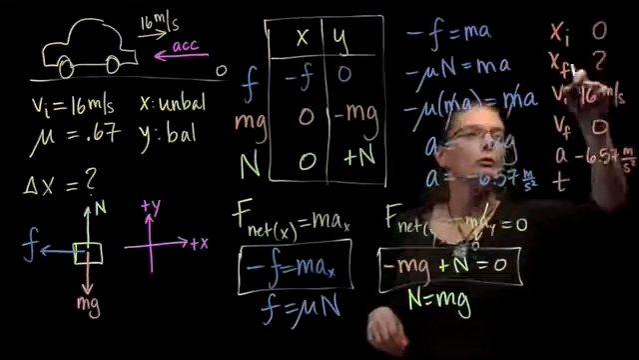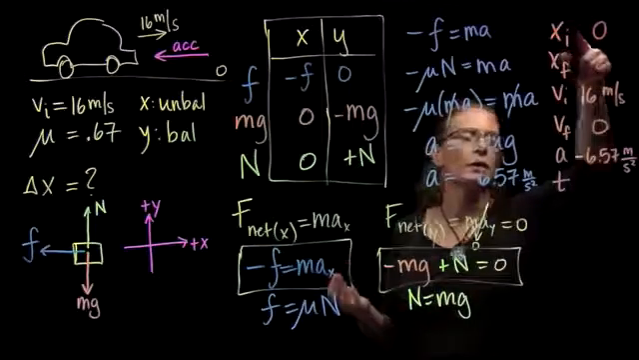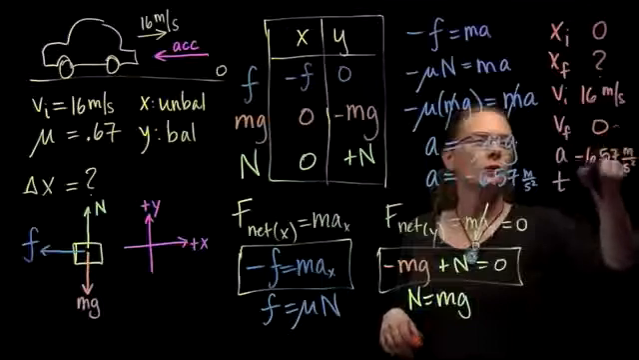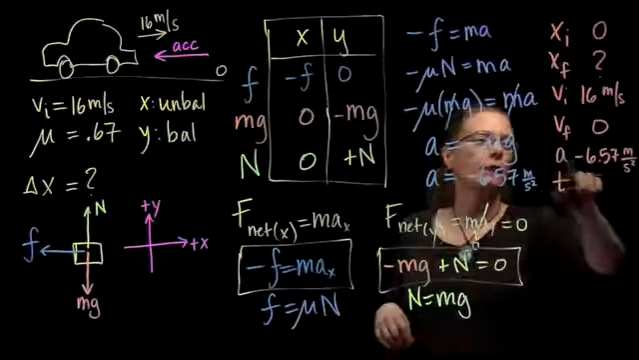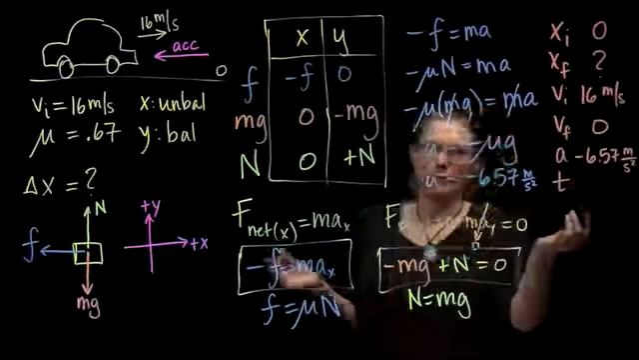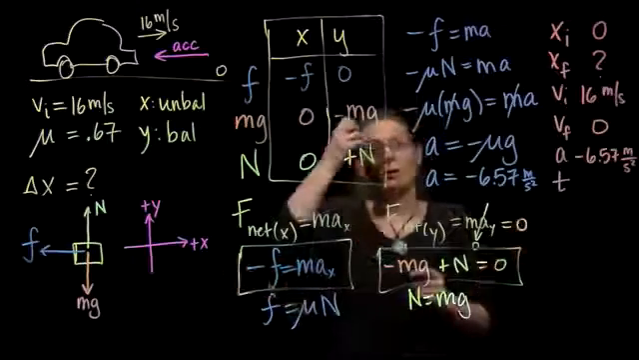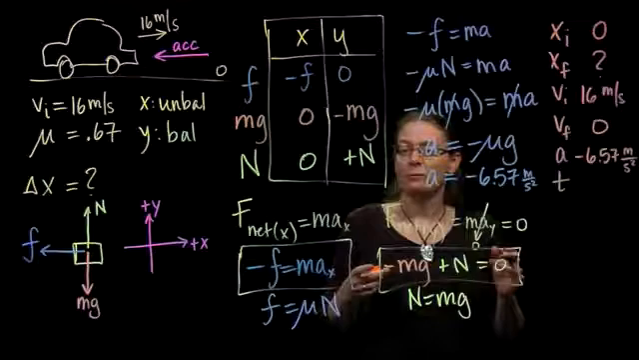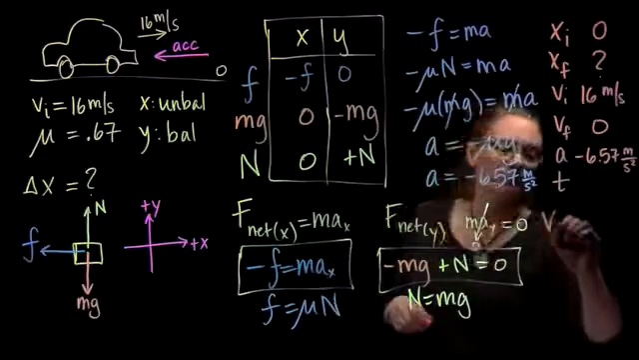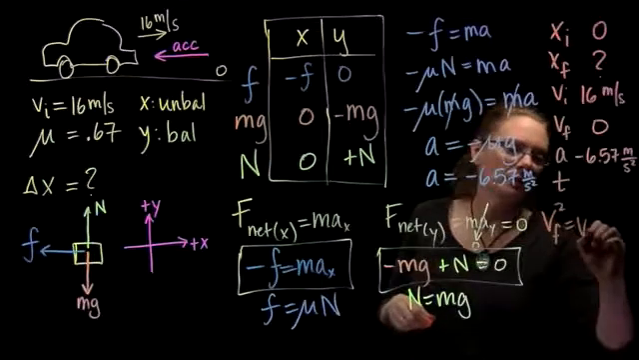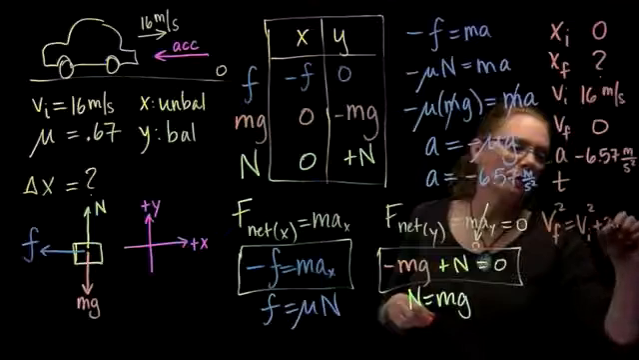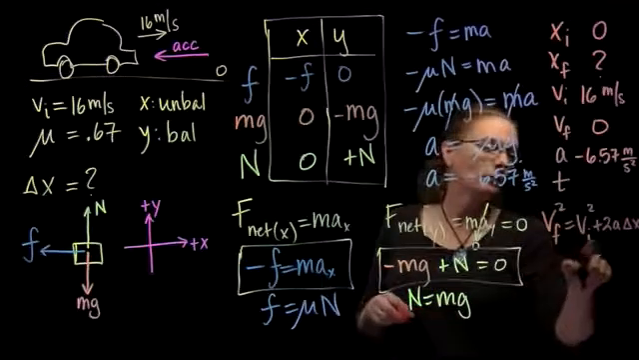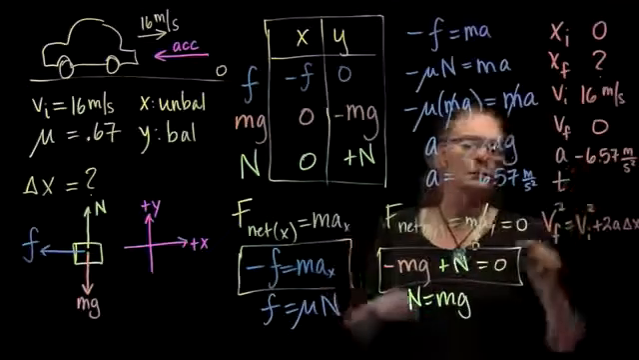And what is x final? We want to know how far we've traveled, if we set our initial position at 0. We're going from 16 to 0 meters per second, and we have a negative acceleration. We still don't know anything about time. So what's the only equation we have with kinematics that doesn't involve time? It's the squared one. V final squared equals V initial squared plus 2 times A times the change in X. I know V final, I know V initial, I know 2, I know A. I can solve it for the change in X.